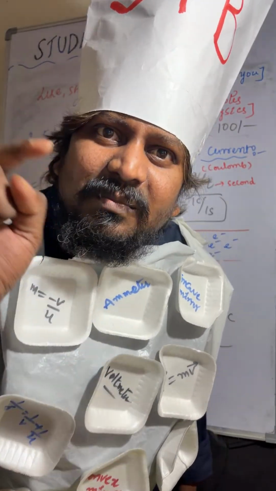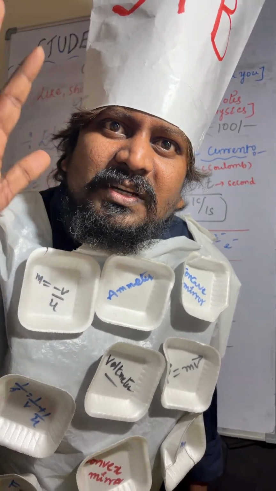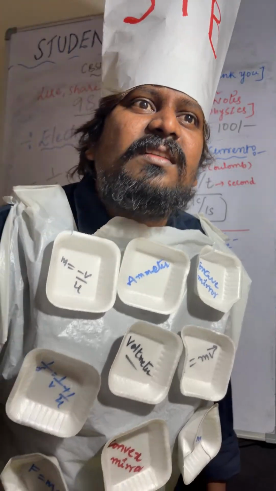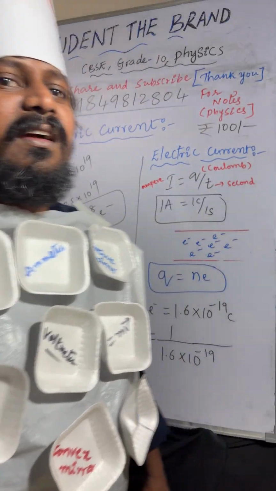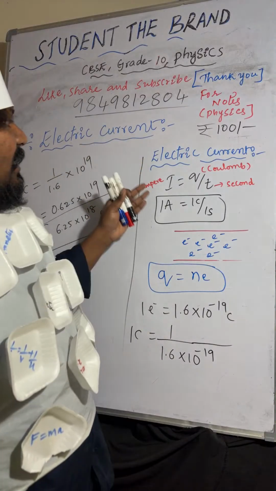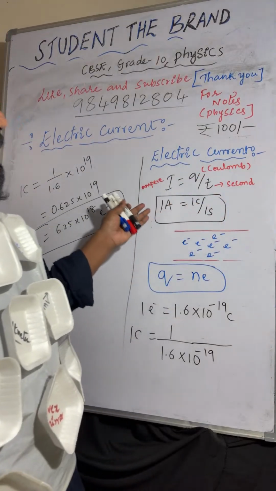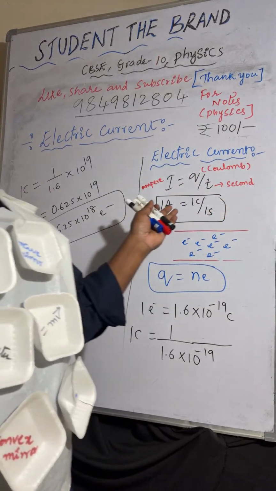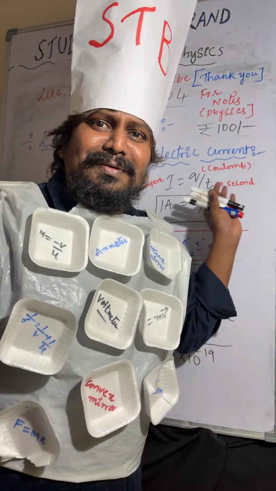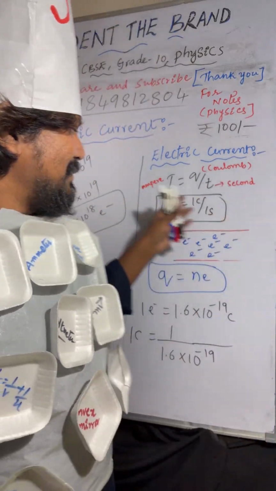In 1 coulomb, how many electrons are present? 6.25 into 10 power 18 electrons. Understood? So this is about electric current. SI unit of electric current is ampere. SI unit of charge is coulomb. SI unit of time is second. 1 ampere equals 1 coulomb of charge flowing through unit cross section area per second.